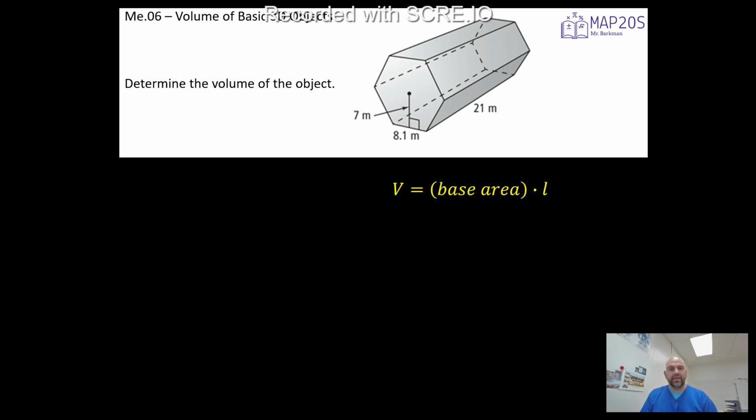First of all, our base area of a polygon is this formula that I use right here: apothem, being the distance from the center of the polygon to the middle of one side, times the number of sides, divided by 2. So base times apothem times number of sides divided by 2. Then we're going to take that answer and multiply it by the length of our prism, which will then give us the volume of our prism.